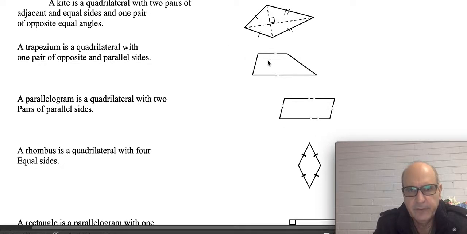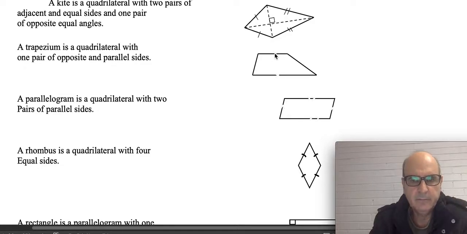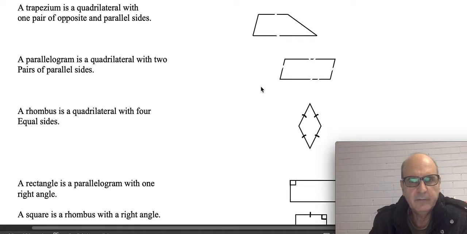Then a trapezium is a quadrilateral with two parallel sides. So this is parallel to that. So the only condition for a quadrilateral to be a trapezium is two opposite sides to be parallel. With a parallelogram, this is similar to a trapezium, but both pairs of sides are parallel. So this is parallel to this, and this side is parallel to this.